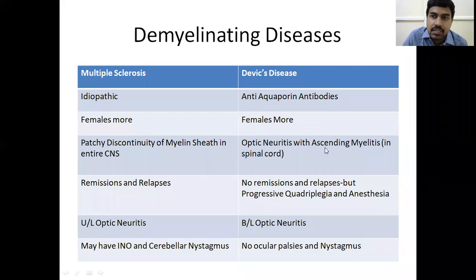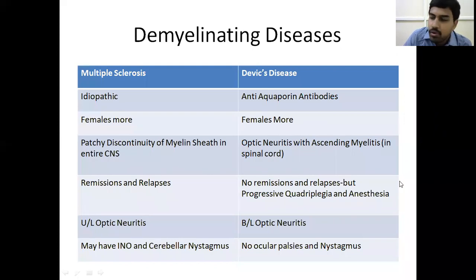Ascending means the infection ascends from bottom to up. That is, it starts from sacral or lumbar segments and it comes to the thoracic segments. So optic neuritis with ascending myelitis, spinal cord involvement is Devic's disease. The pathology is anti-aquaporin antibodies. Here no remission and relapses, but as the spinal cord is involved, quadriplegia, all the 4 limbs will be involved, anesthesia will occur. It can present with bilateral optic neuritis, and there are no ocular paralysis and nystagmus. This internal nuclear ophthalmoplegia and nystagmus, which are seen in multiple sclerosis, are absent in Devic's disease.